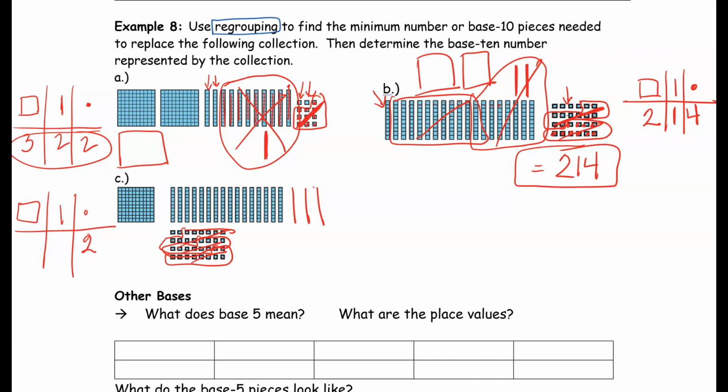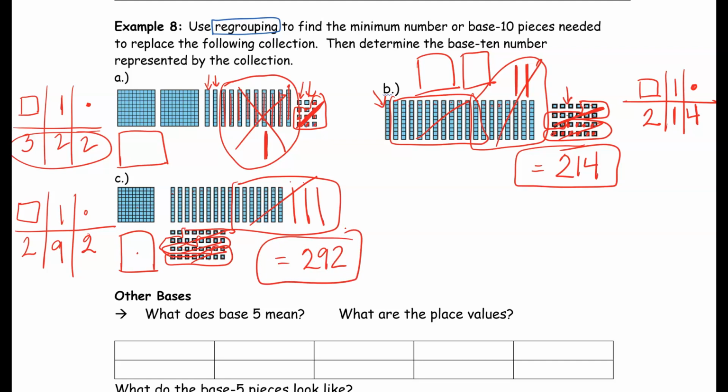And then longs, I'm going to count those. So we've got 1, 2, 3, 4, 5, 6, 7, 8, 9, 10. So this is just lots of counting of 10s. That makes a flat. And then 1, 2, 3, 4, 5, 6, 7, 8, 9. So I don't quite have another group. So I have 9 longs left over. I'm just going to leave those there. And then I've got 2 flats. So my number is 292.